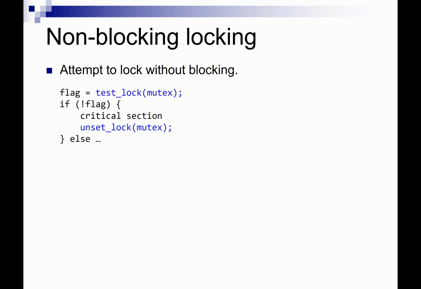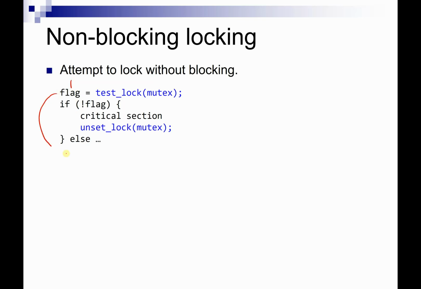So if flag is, let's say, 0, then this means that we actually managed to get the lock. So then we can go into the critical section and do all this stuff. And after we're done with the critical section, we can unset the lock. However, if the lock has already been taken by somebody else, then the flag is going to be 1.